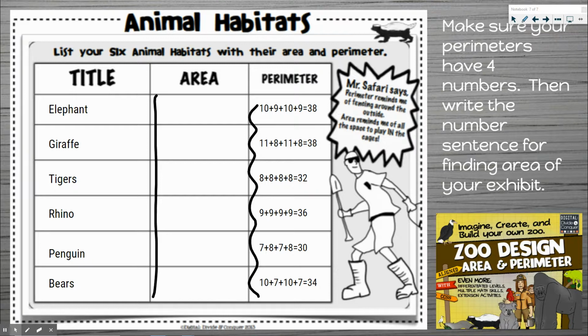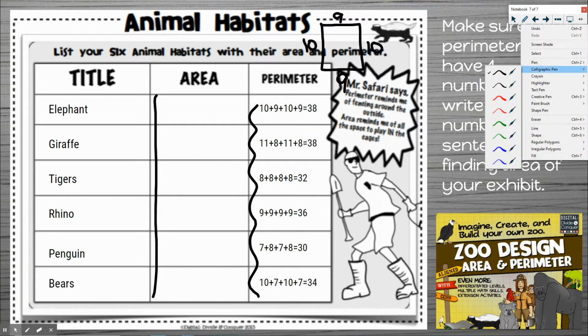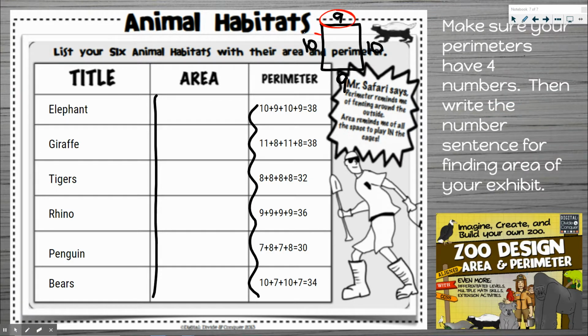So for my elephant, I have sides that are 10, 9, 10, and 9. If I think about drawing this out, I know that I'm going to have 10 kind of longer here and then 9 and 10. So if this is 10 and this side's 9, 10, and 9, I'm just going to be using these numbers right here to write my number model. 10 times 9 equals 90. The area of my elephant exhibit will be 90.